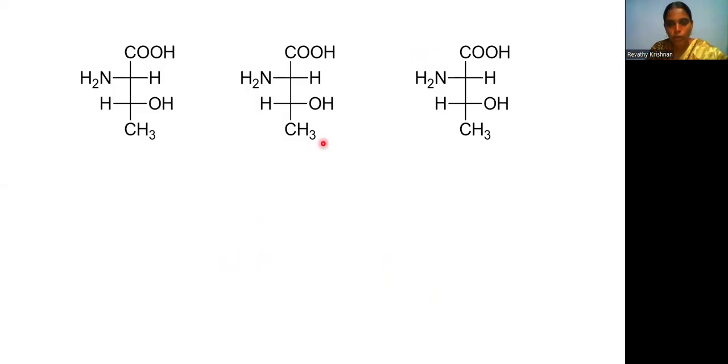And this is the special case. As of now we had seen the RS configuration assignment for a chiral compound with one chiral center. Hereafter, we are going to see how we can assign the RS configuration for a molecule having two chiral carbon atoms. This is a chiral carbon. This is another chiral carbon atom.